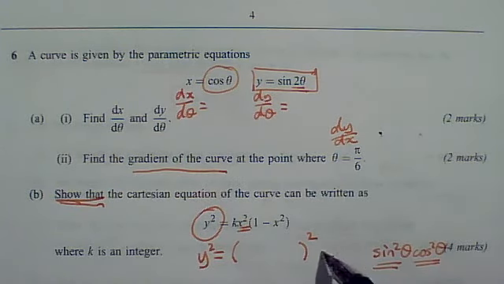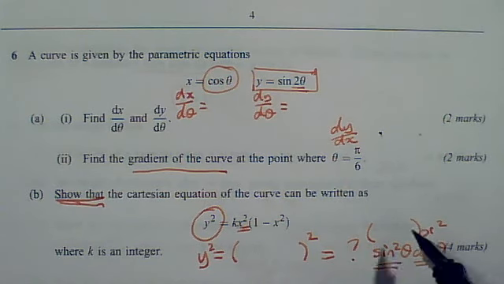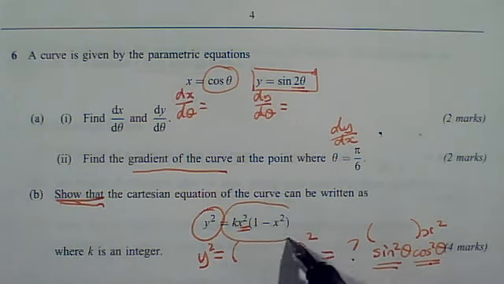So when this is all expanded out, you'll get a number there. You've got a cos squared theta that will just turn into x squared. You've got sine squared theta that will turn into something expressed in terms of x squared, because sine squared theta can be expressed in terms of cos squared theta. And when you've done that, you should have something that looks extremely like that, and you'll be able to spot what k is.